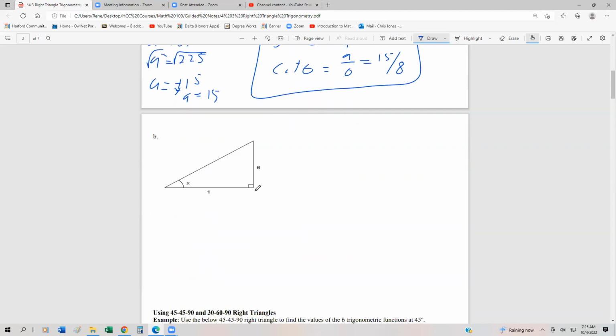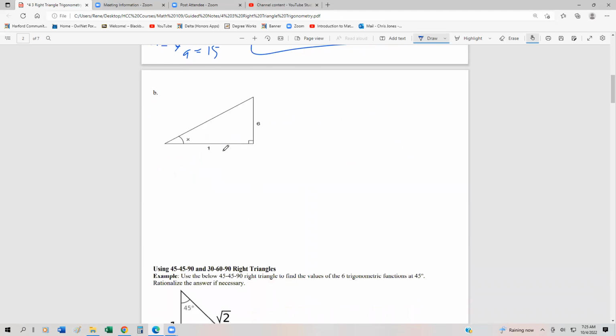A second example, we have this angle x, and we have 1 and 6. Now we don't know the hypotenuse, so I'm going to call that c. But we do know that the adjacent side, which I'm going to call a, is equal to 1. And we have the opposite side, which I'm going to call b. I'm just going to use our Pythagorean theorem. So this is going to be our adjacent, and this is going to be our opposite. Now to find c, 1 squared plus 6 squared equals c squared.